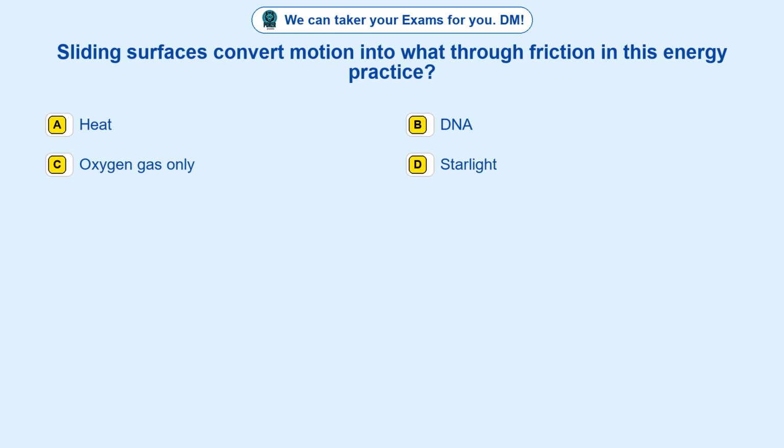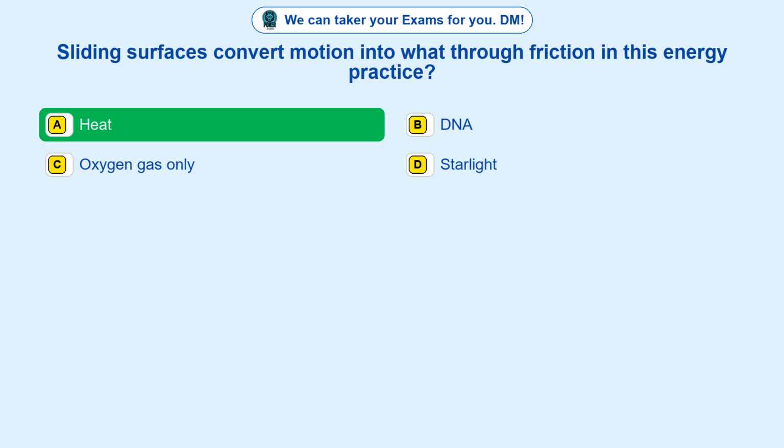Question 64. Sliding surfaces convert motion into what through friction in this energy practice? Option A, heat. Option B, DNA. Option C, oxygen gas only. Option D, starlight. The correct answer is option A.